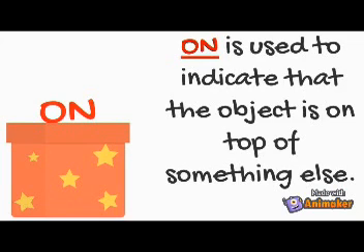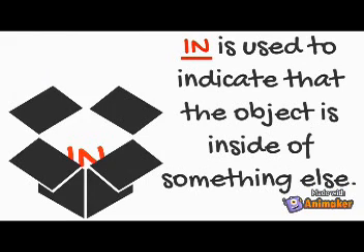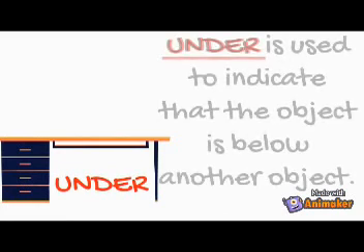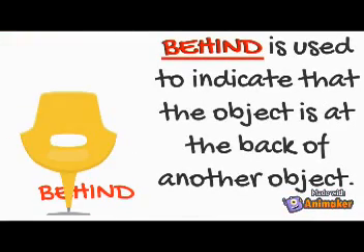On is used to indicate that the object is on top of something else. In is used to indicate that the object is inside of something else. Under is used to indicate that the object is below another object. Behind is used to indicate that the object is at the back of another object.